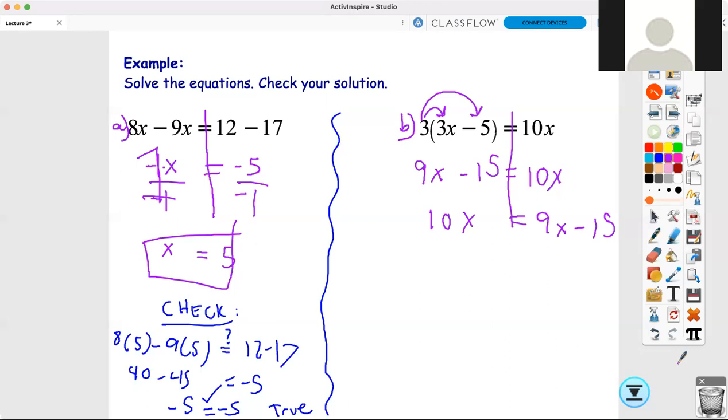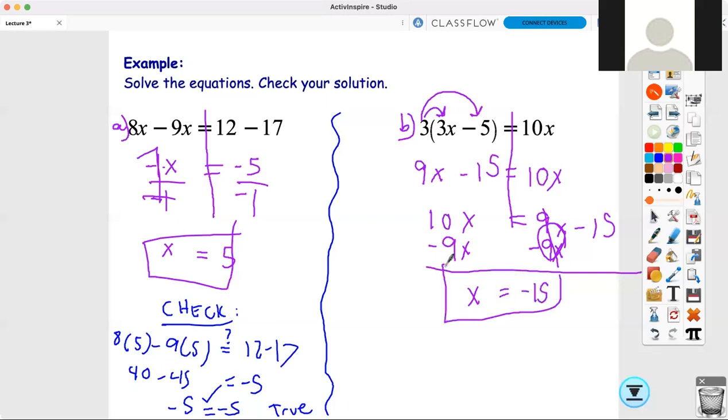Now then we can't really divide it because we have to combine like terms. So what kind of 9 is this? Is this a positive 9 or a negative 9? A positive. So we're going to have to subtract the 9x. And what we do to one side, we do to the other. This becomes 0. 10x minus 9x is 1x equals -15. And we're done.